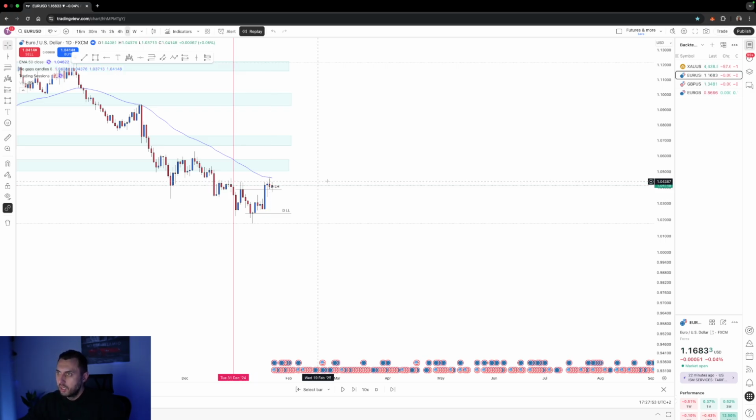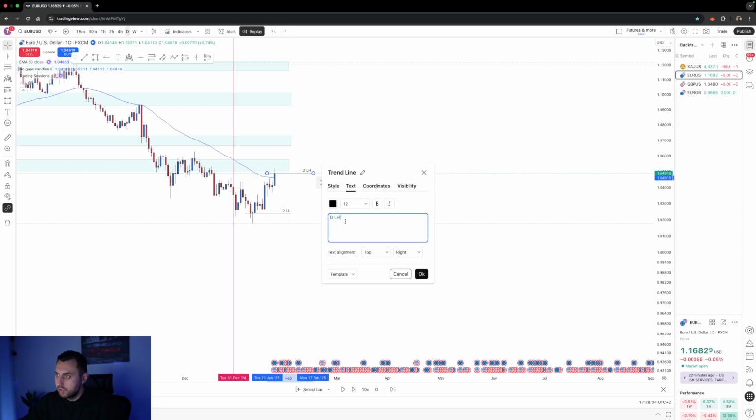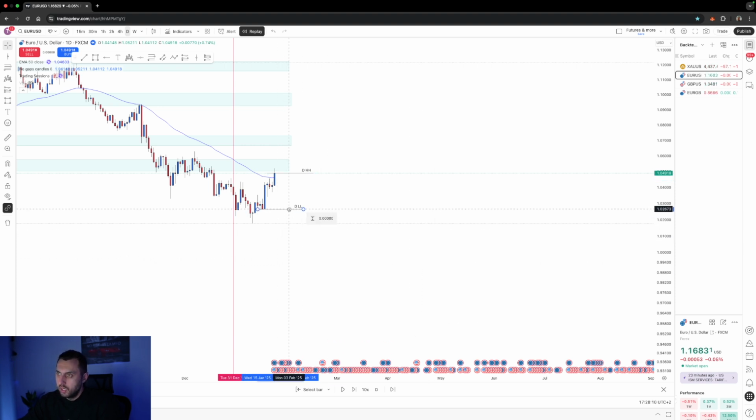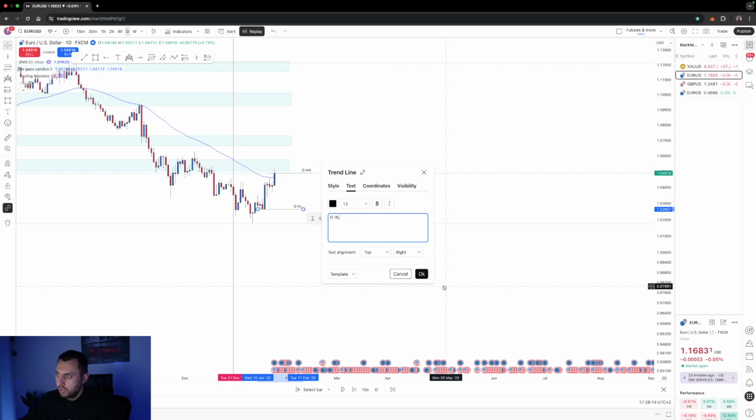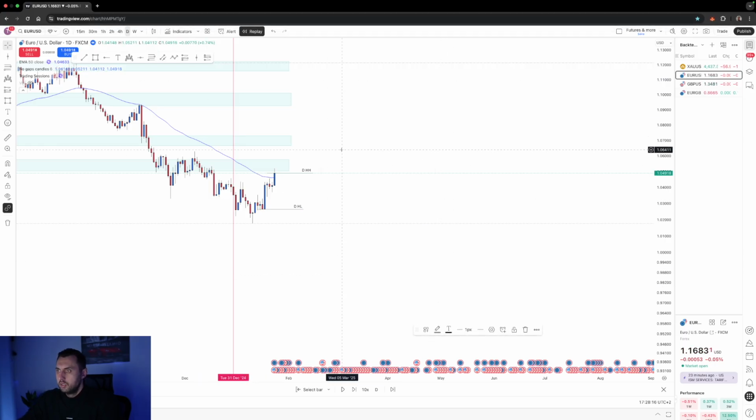Okay, let's see what the price is doing right now. Yeah, it's pushing up. It's pushing up. Interesting. So let's put it like this. This is the daily high, and this is the daily high low. So let's see.